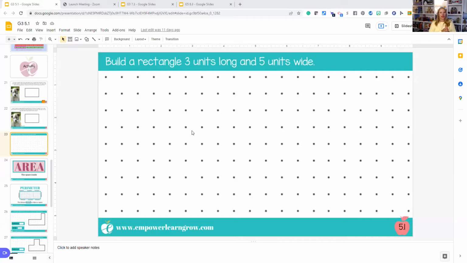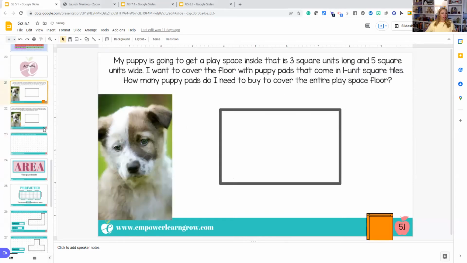So here we have, let's share my screen here. Let's see if we can do that. There we go. Okay, so here's what we have. The first thing we have is we talk about perimeter, or actually we'll talk about area first. Let's talk about area first.